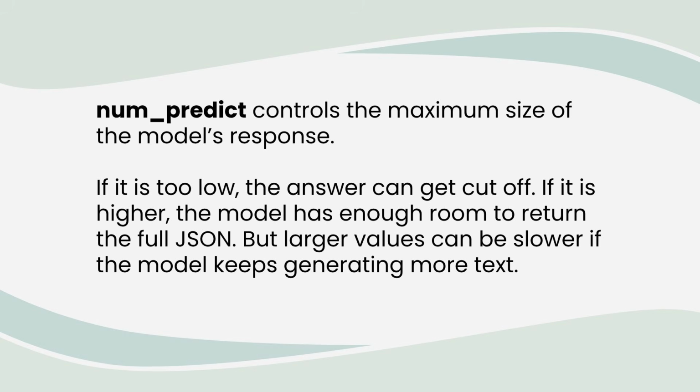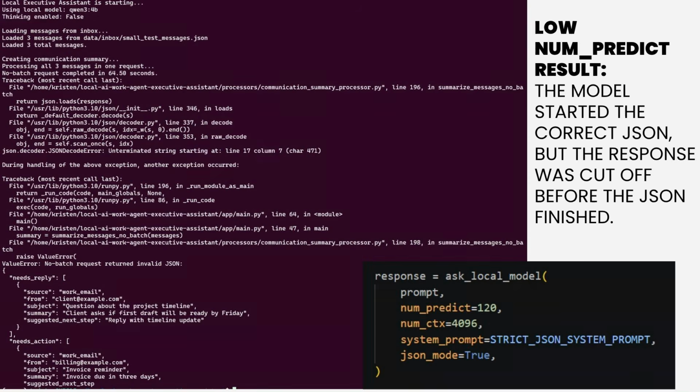If it's too low, the model may start the correct JSON but get cut off before it finishes. With a small 3-email test, I intentionally set NumPredict too low. The model understood the assignment and started returning the right JSON, but the output got cut off before it finished. Python threw a JSON parsing error because the response was incomplete. That was a useful failure.